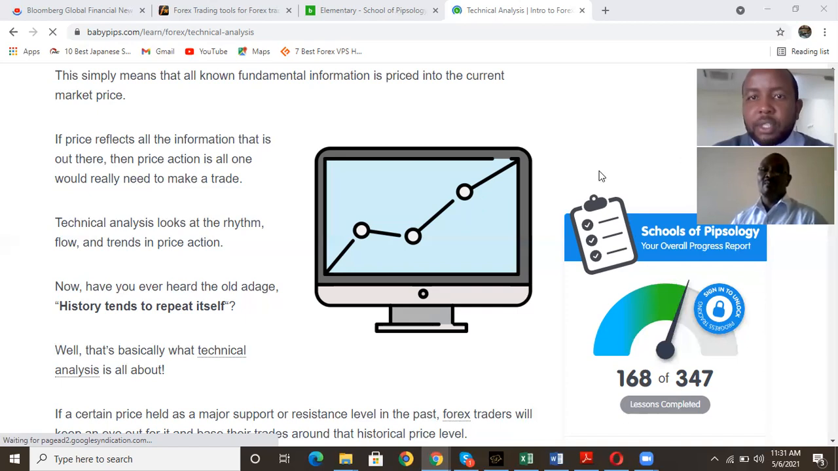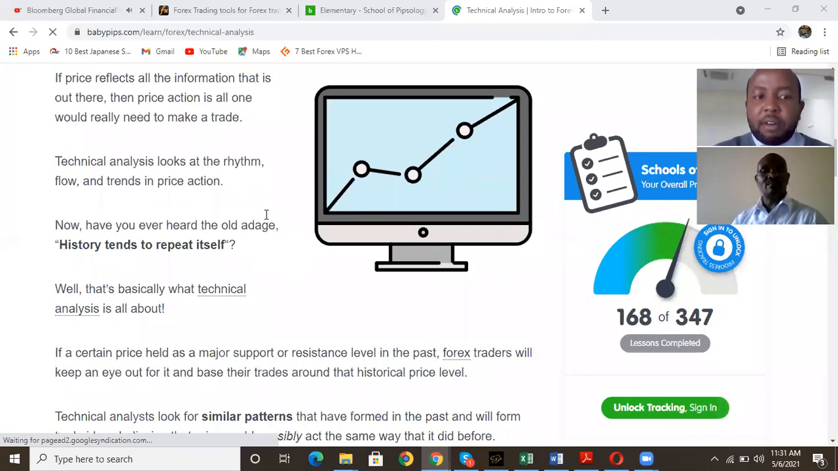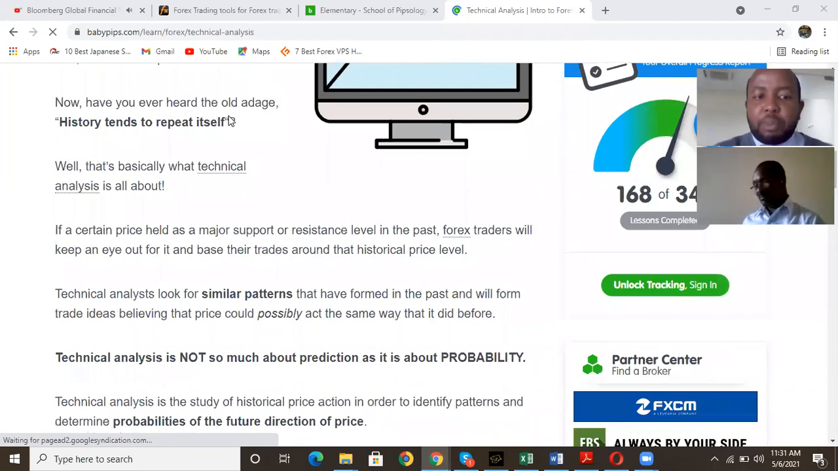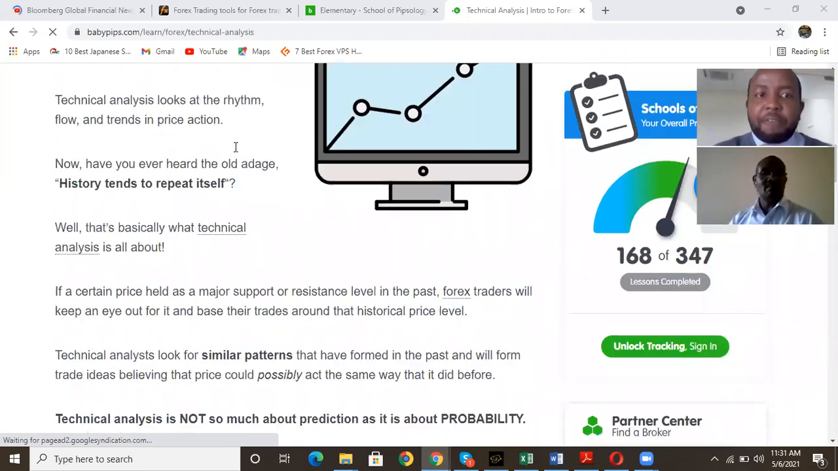So let's continue. I was saying it looks at the rhythm, flow, and trends in price action. You have the old adage that says history tends to repeat itself. So basically, we are trying to study the rhythm. First of all, the flow. How is the market moving? Is it going up or is it going down? And then we are looking at the trend in price action. Price action is basically studying how the price is moving.